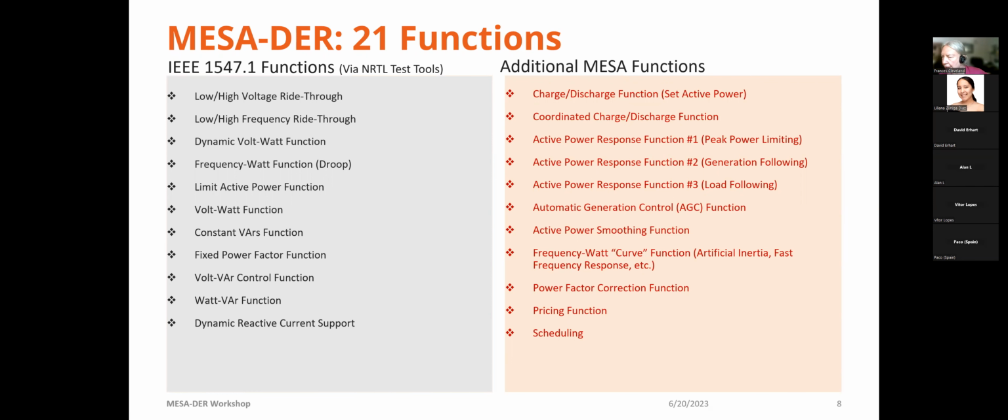And so it was important to have functions that reflected storage requirements, such as charge discharge. You have to be able to charge it as well as to just discharge it. And we have peak power limiting, generation following, load following, automatic generation control, and a number of others, including scheduling. And I will get into the scheduling requirement more later on. So you can see that we have quite a number of additional functionalities in the MESA-DER because particularly storage needed to be able to have these functions.